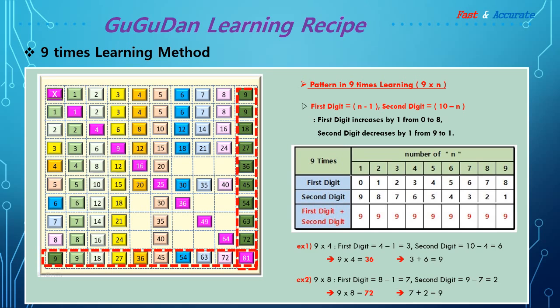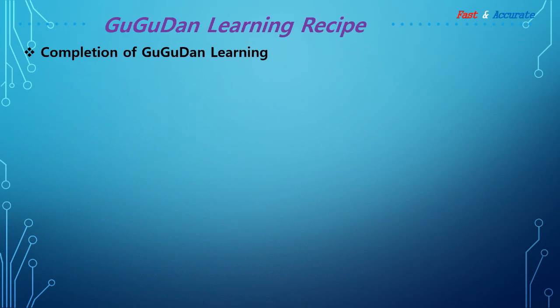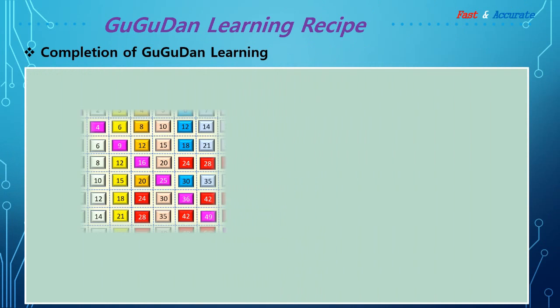This also applies to other numbers, and you can check it right away by comparing the numbers of n in the table with the numbers in the first and second digits. If you understand this pattern, you will know the result immediately and instantly, no matter what value 9 is multiplied by. The remaining number after the previous 3 slides is 12 in the cells marked in red on the completion of Gugudan learning slide.